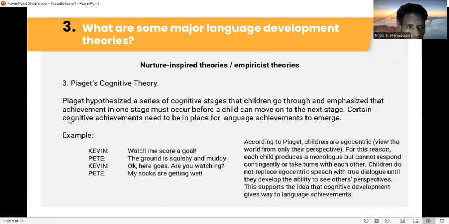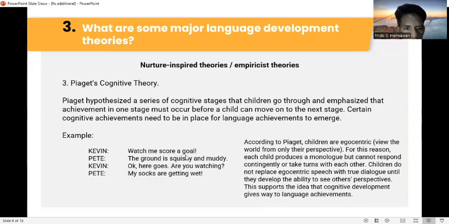Nurture-inspired theory number three is Piaget's cognitive theory. In this theory, Piaget hypothesized a series of cognitive stages that children go through and emphasized that achievement in one stage must occur before a child can move on to the next stage. Certain cognitive achievements need to be in place for language achievements to emerge. So the point of this theory is that when children develop their cognitive aspects, they also develop their language understanding at the same time. For example, we can see a conversation between Kevin and Pete here.